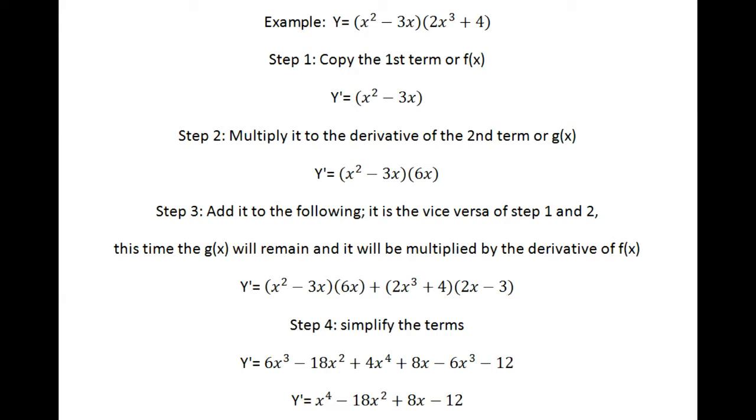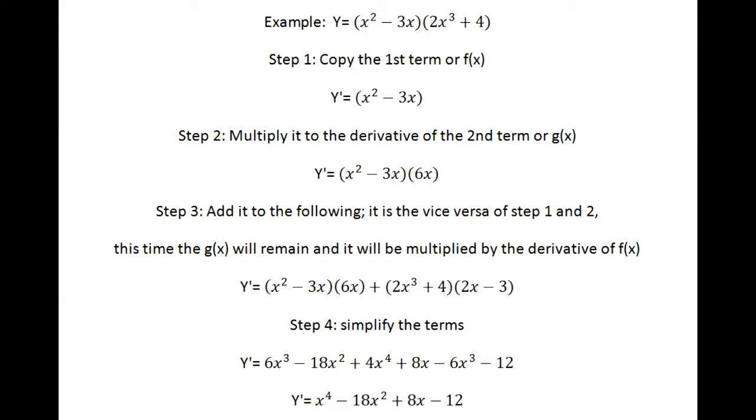6x times negative 3x equals negative 18x squared. Plus, 2x times 2x cubed, 4x raised to 4. 2x times 4, 8x. Negative 3 times 2x cubed, negative 6x cubed. Negative 3 times 4, negative 12. So, yung ginawa natin dito is the FOIL method.